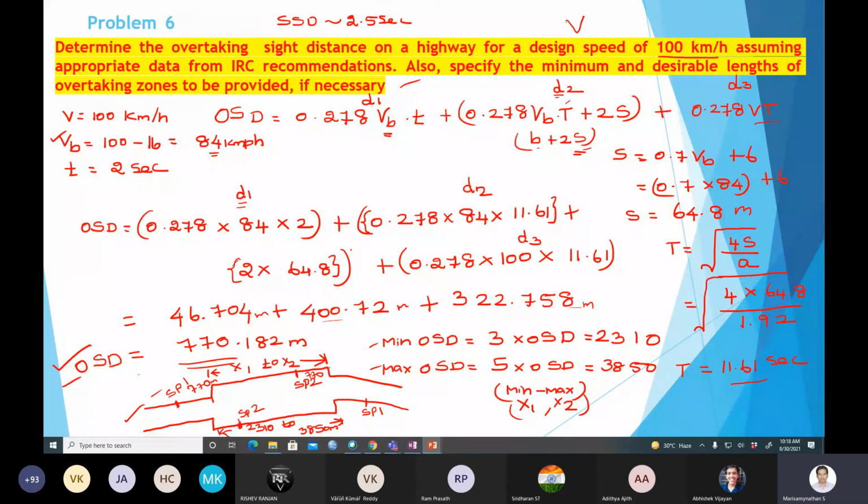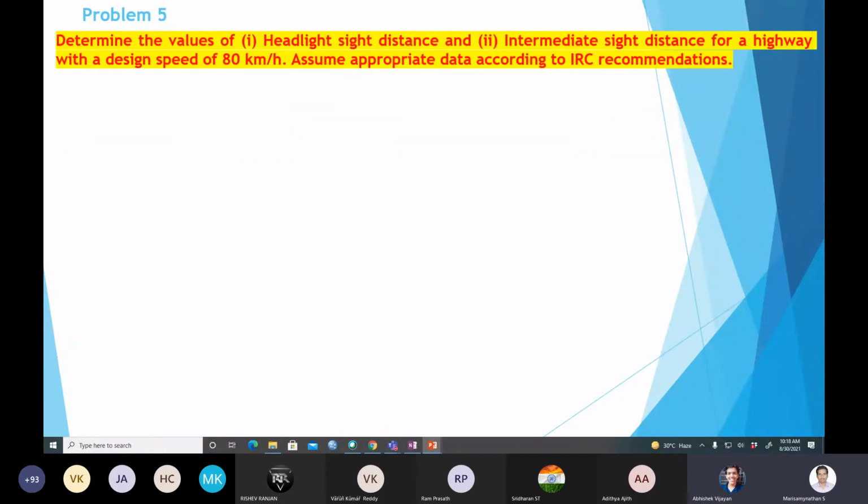Any doubt, students? Here we will conclude today's session on overtaking sight distance. In continuation, there are two more parameters: headlight sight distance and intermediate sight distance. It is very simple, so tomorrow we will solve that problem. Followed by that, we will move to another important highway design element, the horizontal curve. It will definitely be interesting like the sight distance problems, so in that interesting way we can continue to the second component also.